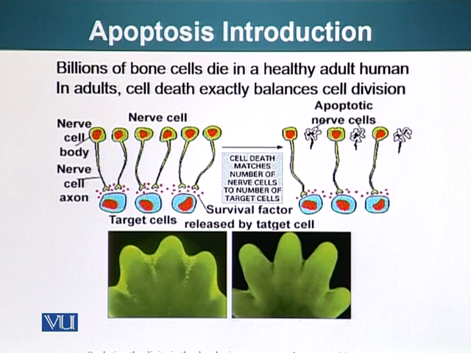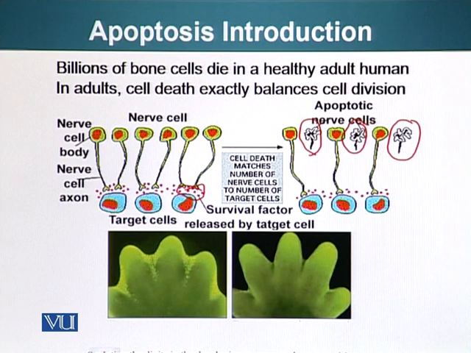For example, the nerve cells send out axons to target cells, and cell death matches the number of nerve cells to the number of the target cells. So the target cells will secrete a particular survivor factor, and the axons that don't make it to the target cells will go through apoptosis because these cells will not be able to perform their function. We don't need these cells, so they go through apoptosis.